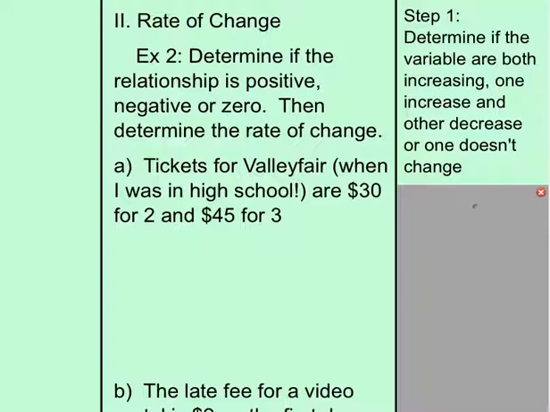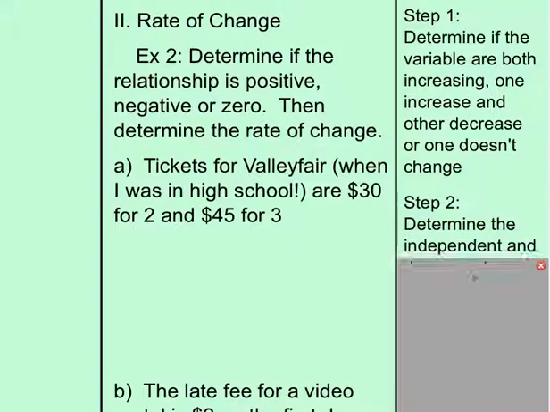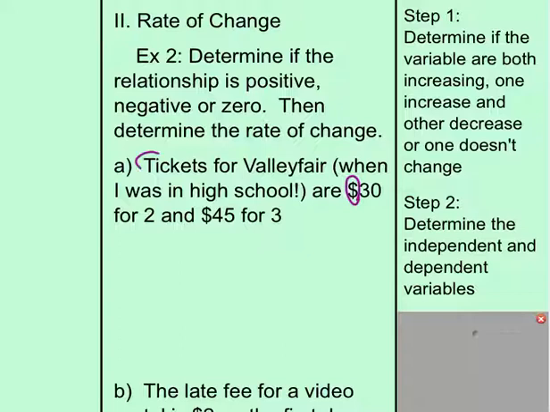So I think I have steps 1 and 2 backwards. So you may want to flip those around. So tickets for Valley Fair. When I was in high school, because I looked at the price and I could not believe it, I think it's about $37 to get into Valley Fair now. Are $30 for two what? And $45 for 3. I don't have any labels on my 2 and 3. But when I read the question, I'm talking about 2 tickets for $30 and 3 tickets for $45.